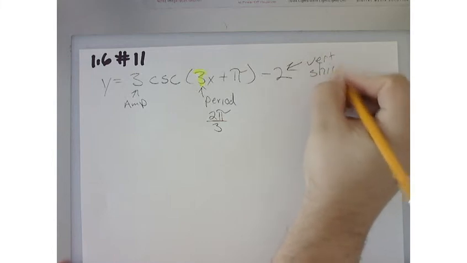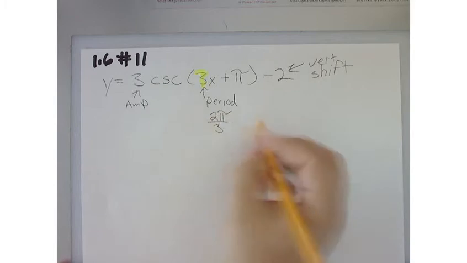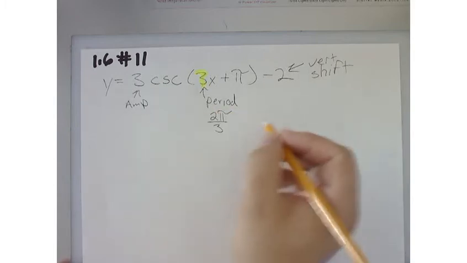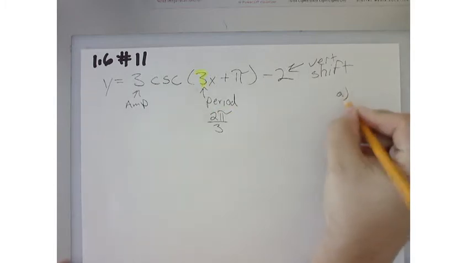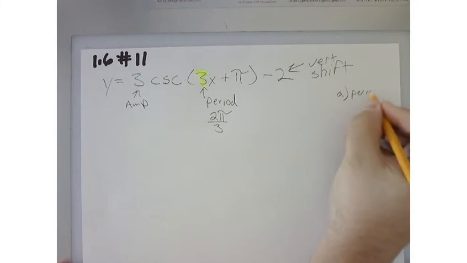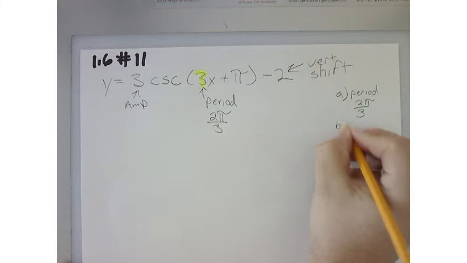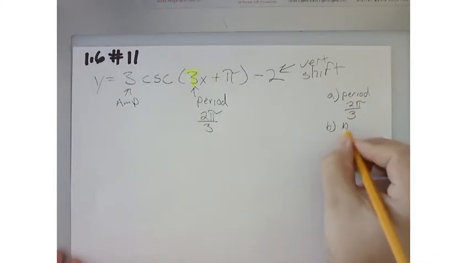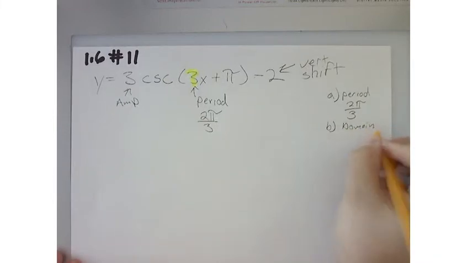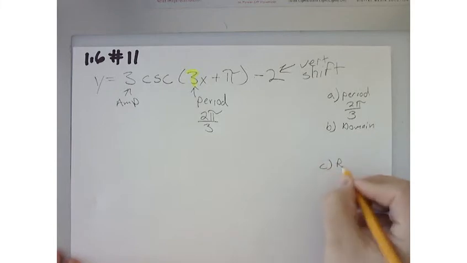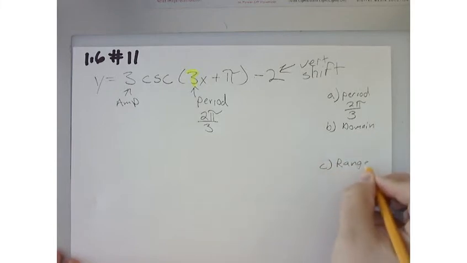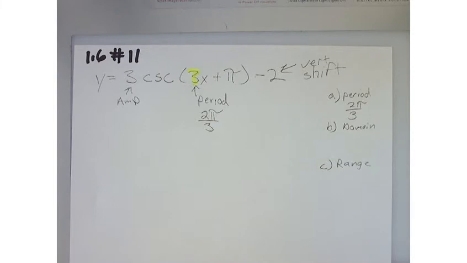All right, so we've done part A. Part A says, what is the period? So I'm going to write over here, A wanted the period. And the period we found was 2 pi over 3. That was easy. Okay, so now the next thing, B wants the domain, and I think C is the range. The domain, the range, and then D, we have to draw the graph.